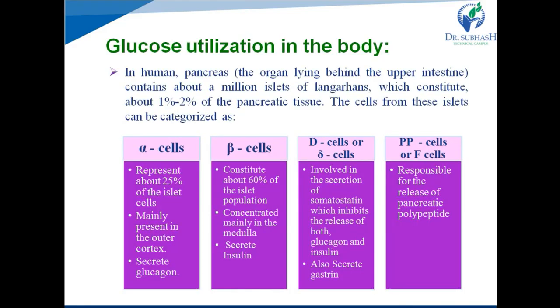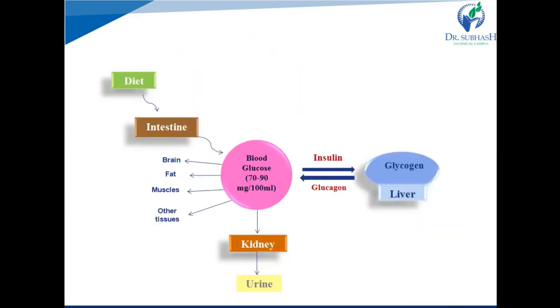I am repeating. The function of glucagon is to convert glycogen to glucose. Insulin converts glucose to glycogen. Somatostatin inhibits release of both insulin and glucagon. How is glucose utilized in our body? Through diet, our intestine metabolizes the diet and we get glucose in our blood. The normal range of glucose in blood is 70 to 90 milligram per 100 ml. From this glucose, our brain, fat, muscles and other tissues get energy.